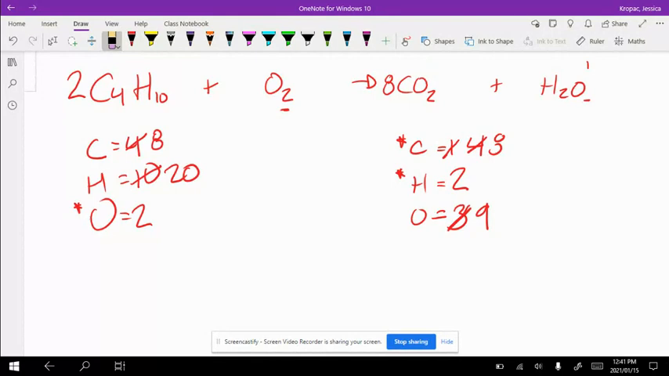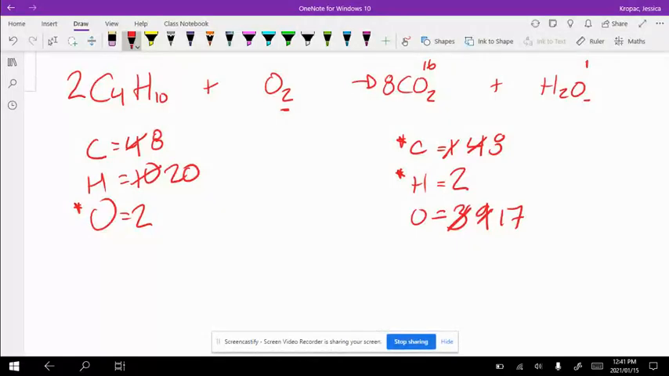For my number of oxygens, I'm now going to have 16 over here. And I still only have 1 over here for now. So that's going to mean that I have 17 oxygens over here, right? So it seems like we're in the same predicament. But let's take a look and let's see our hydrogens.